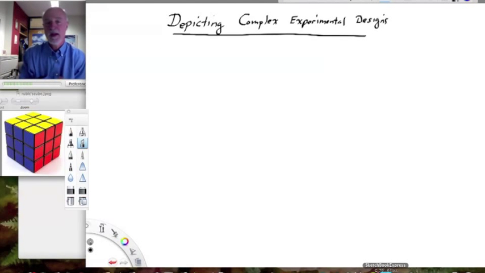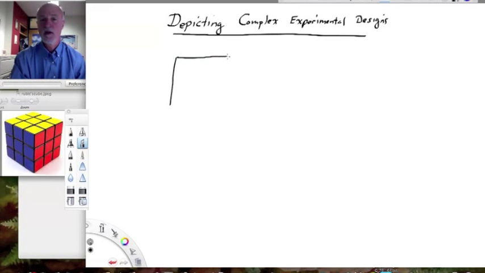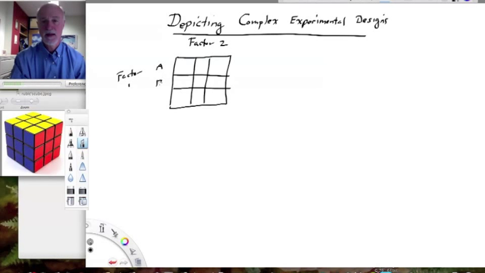Morning. So today I want to talk about depicting complex experimental designs. And just to review a little bit, we have already depicted some level of complexity with a two-way design, which looks like this. So for example, with a 3x3 design, we would draw a square with factor 1 on one side, and factor 2 on the other side, and levels A, B, and C of each. And this would be a 3x3 factorial.